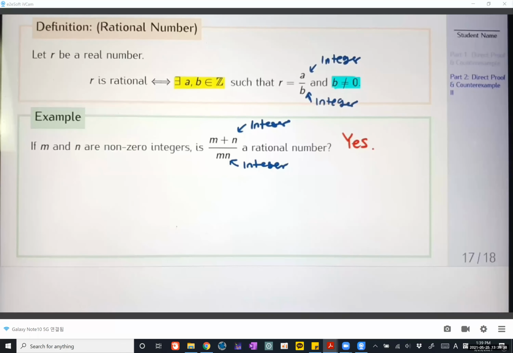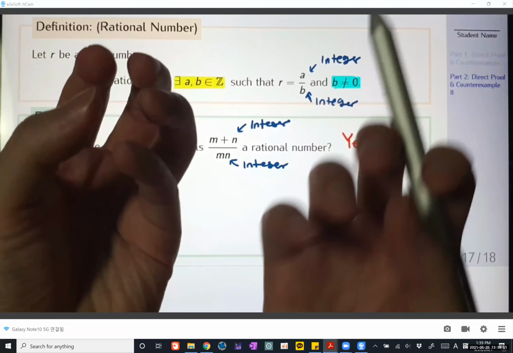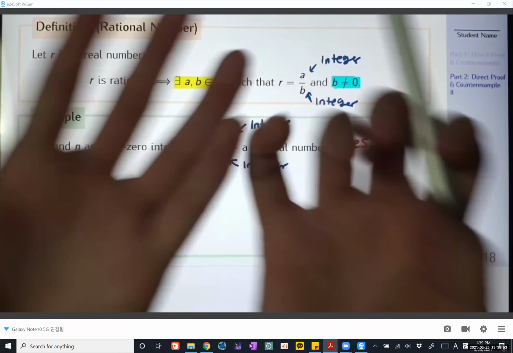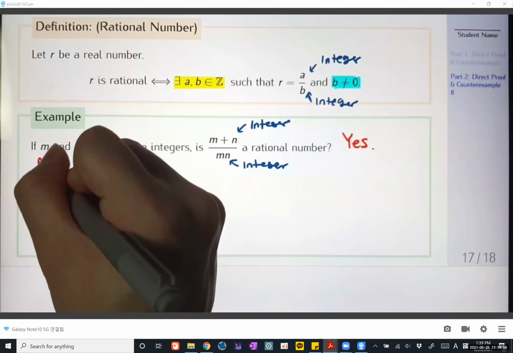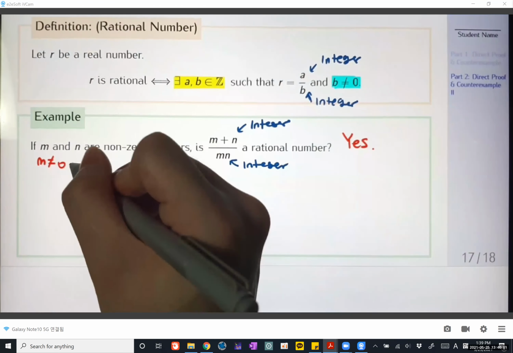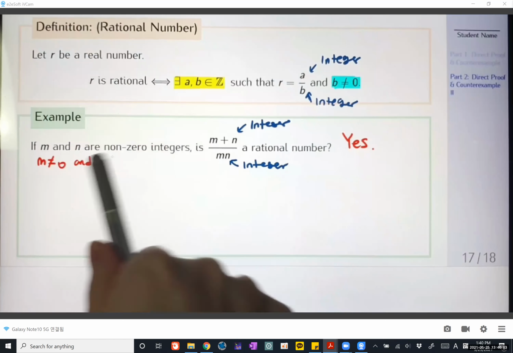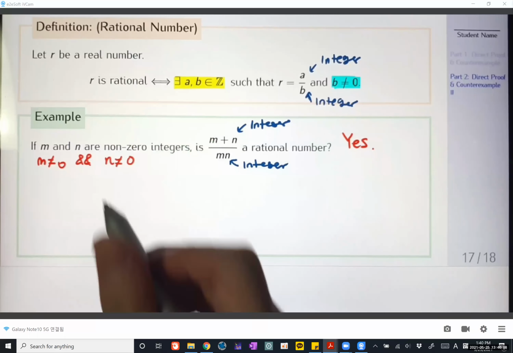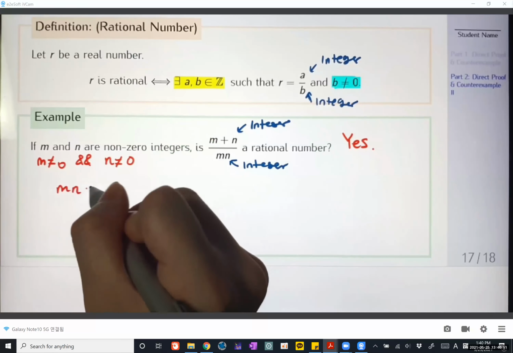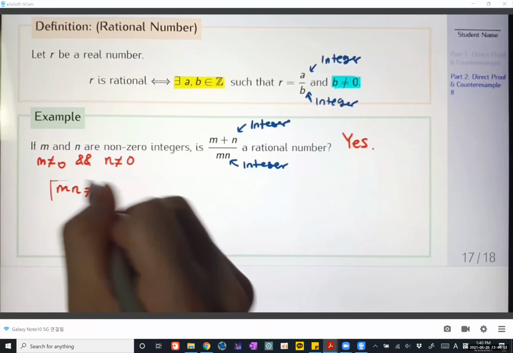Okay, good job. Yes. Both m and n are non-zero numbers, so a non-zero number multiplied by another non-zero number becomes another non-zero number. So here you go. I'm going to write that down clearly. m is a non-zero number, and n is a non-zero number. Therefore, m times n is a non-zero number.